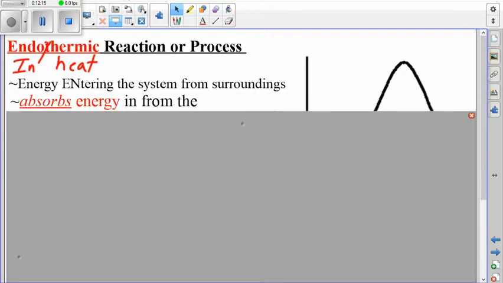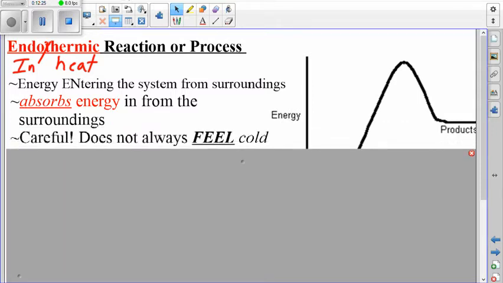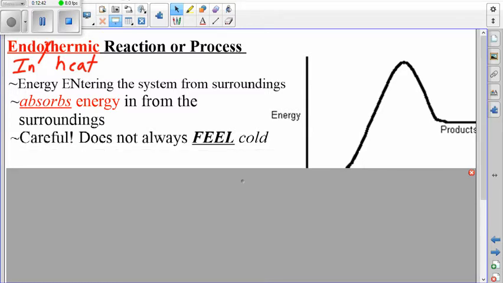So some people would say the system is absorbing energy from the surroundings. So last time we said releases energy for exothermic. Now we're saying absorbs energy. And again, just like exothermic reactions don't always feel hot, endothermic reactions will not always feel cold either. Okay? It depends. Your paw is a higher or a lower temperature than whatever your system is.